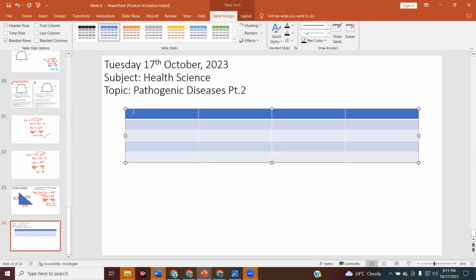All right, so this one we're going to say the type of pathogen. Obviously the type of pathogen that we're going to be talking about today would be the virus. Last week we were talking about bacteria, and we looked at salmonella, Streptococcus pyogenes, and E. coli. But today we're going to be talking about viruses. We're going to see if we can get through that.